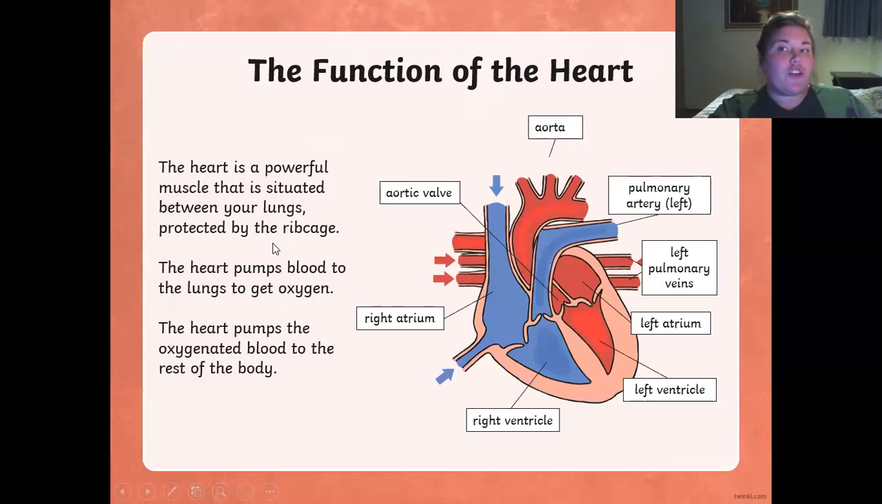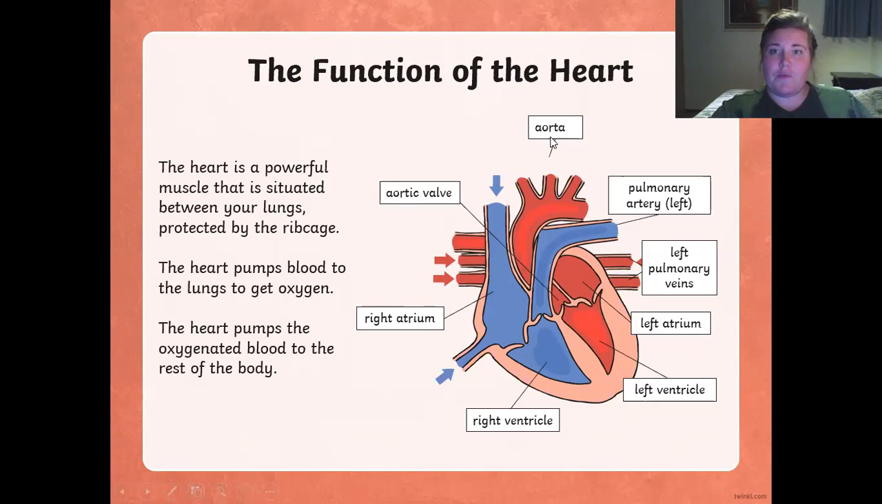Right. The function of the heart. It's obviously very important because the heart is a powerful muscle that is situated between your lungs and protected by the rib cage. The heart pumps blood to the lungs to get oxygen. The heart pumps the oxygenated blood to the rest of the body. So, obviously, we need to have oxygen in our blood in order for everything to function properly, and the heart is the pump. So, this pumps the blood around our body.